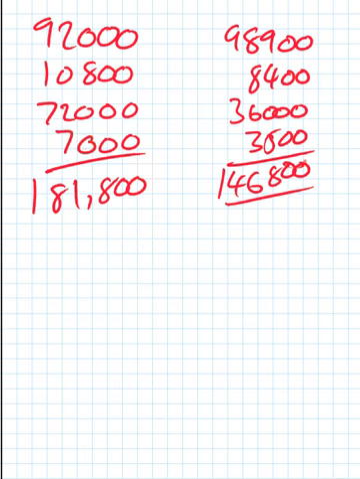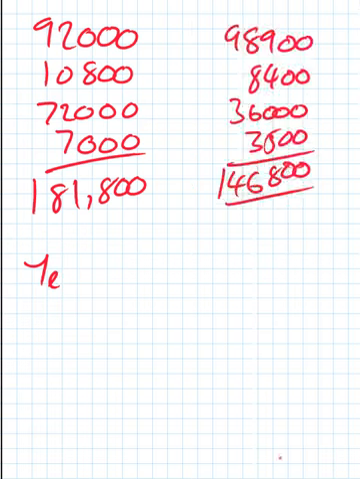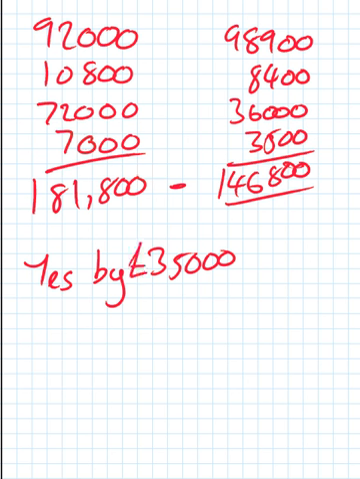So she wants a total expenditure this year the same as last year. Can Zara increase the amount of money she spends on goods? Yes. Yes, by, and if you do this, take away this, we've got 181,800 take away 146,800, by £35,000 she can spend more.